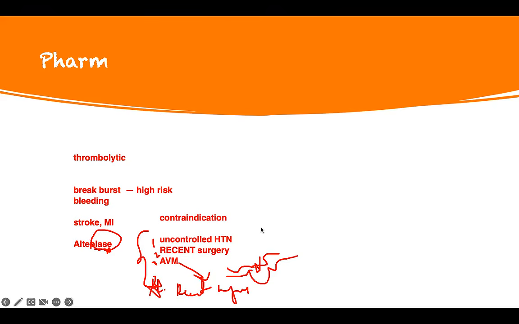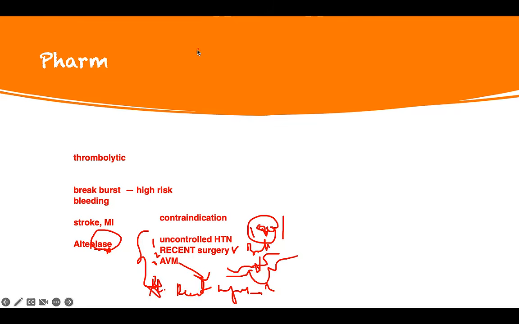Uncontrolled hypertension, we're talking about systolic like 190, 200 range, and diastolic really high. They just had surgery within 3 months. They have a recent head injury within 3 months. They cannot get thrombolytic therapy. Okay, and this is the end of it. Yeah, it's the same as TPA. Yes, that's TPA.